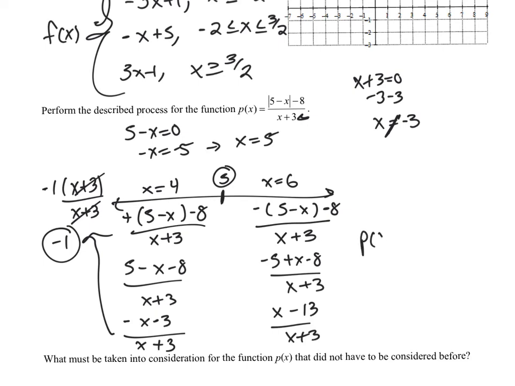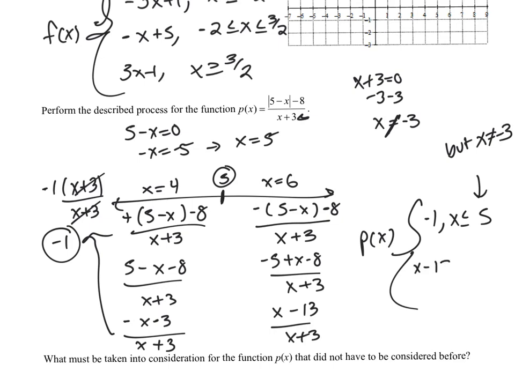And then our function is negative 1 when x is less than 5, but x cannot be negative 3 because it's undefined. And then x minus 13 over x plus 3 when x is greater than or equal to positive 5.